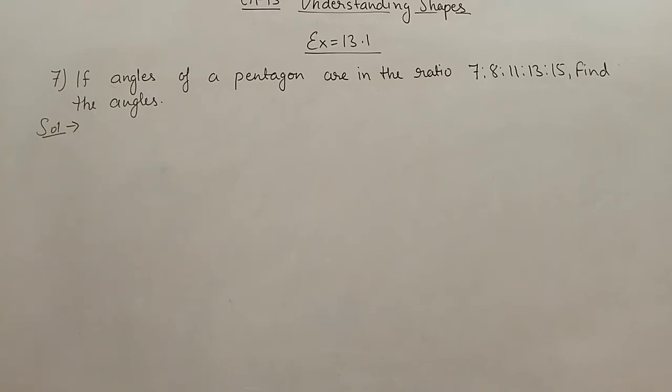Students, we are doing chapter number 13, understanding shapes, exercise 13.1. In the last video we have done till question number 6 and today we will start from question number 7. If angles of a pentagon are in the ratio 7 is to 8 is to 11 is to 13 is to 15, find the angles.